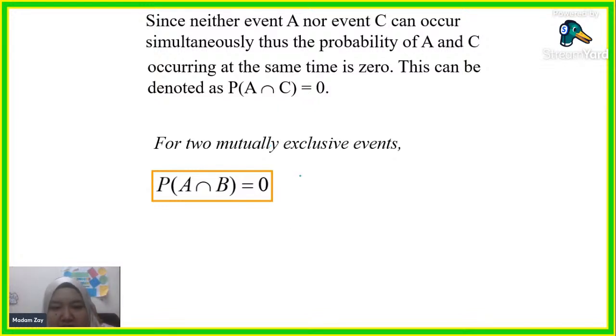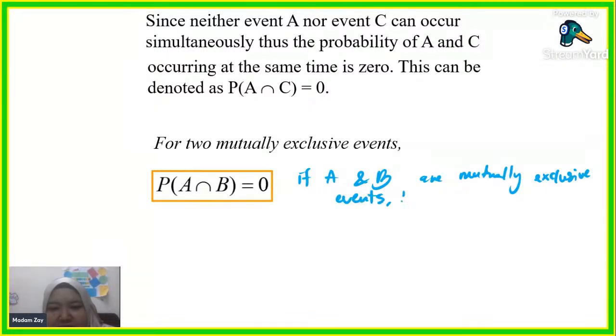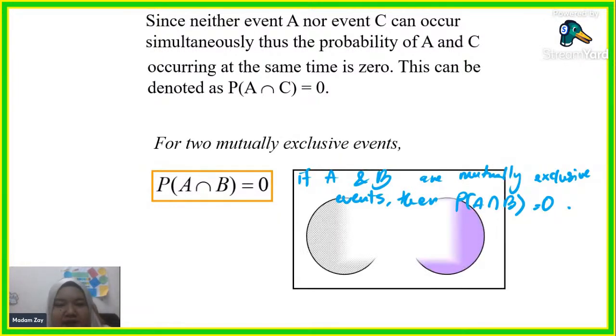So if A and B are mutually exclusive events, then the probability of A intersect with B is equal to 0. Okay, so we can say that if the probability of A intersect with B is 0, the intersection between the two events cannot happen, then it's a mutually exclusive event. They cannot coincide.